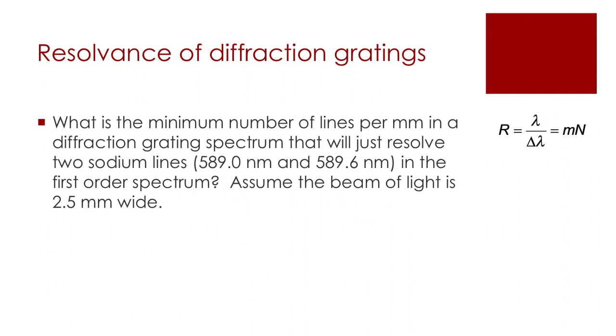So here's a slightly different question. In this case, I have 2 lines at 589 and 589.6 nanometers, for those 2 sodium lines I was talking about earlier. It says, what's the minimum number of lines per millimeter I need if my diffraction grating is being used at the first order spectrum, and we're going to assume our beam of light is 2.5 millimeters wide. So let's start by writing the equation, and we'll substitute in our known values. Remember, this value on top is the average. So 589.0 and 589.6: our average there is 589.3, with the difference being 0.6.